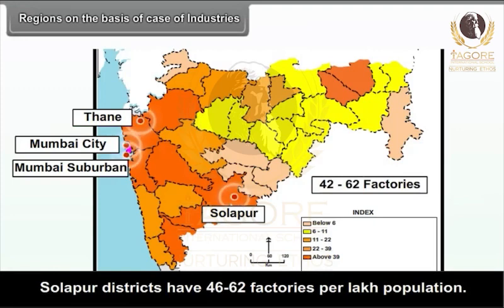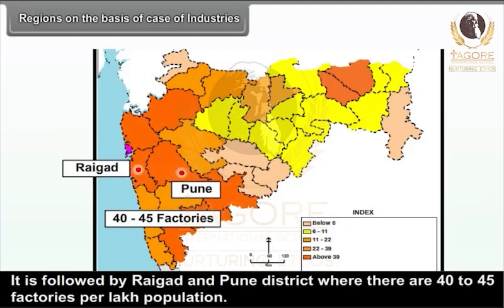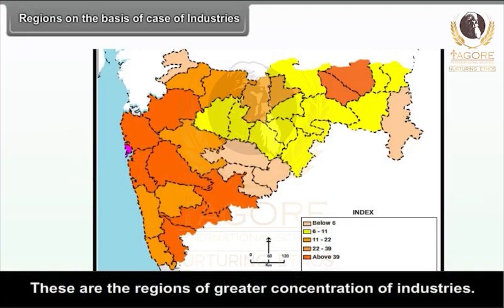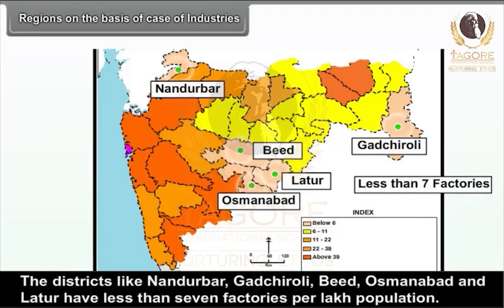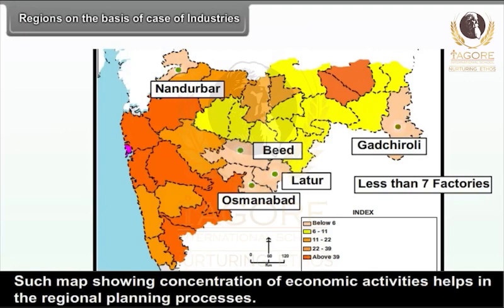You will see that there is a concentration of factories in Mumbai city and suburban, Thane and Solapur districts, which have 46 to 62 factories per lakh population. It is followed by Raigad and Pune districts where there are 40 to 45 factories per lakh population. These are the regions of greater concentration of industries. The districts like Nandurbar, Gadchiroli, Bir, Osmanabad and Latur have less than 7 factories per lakh population. Such maps showing concentration of economic activities help in the regional planning processes.